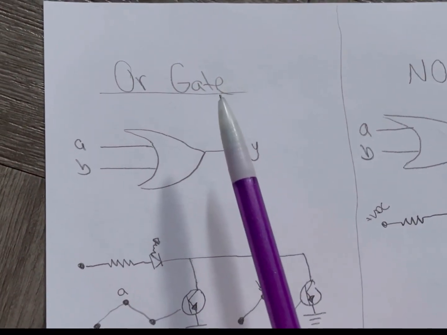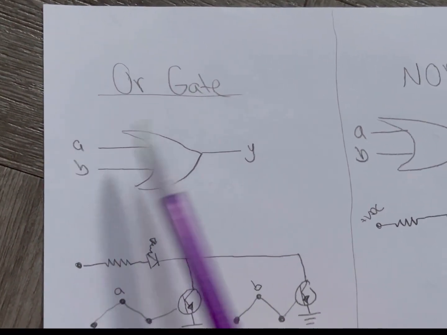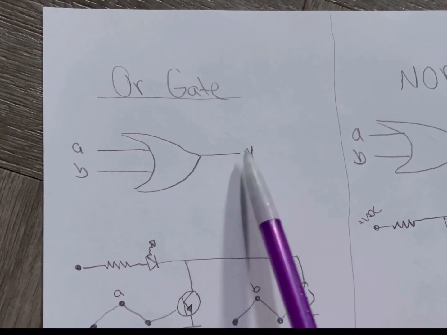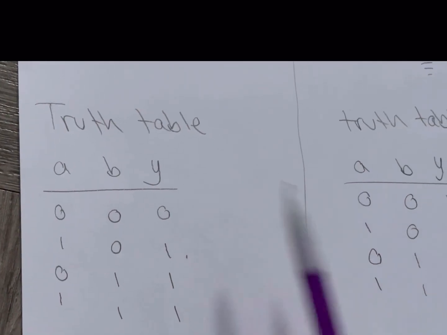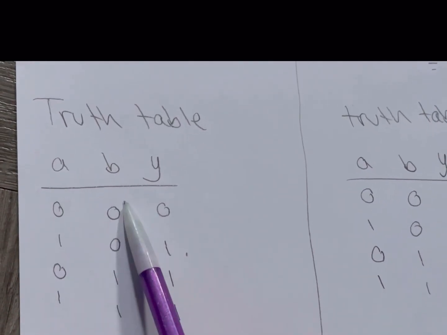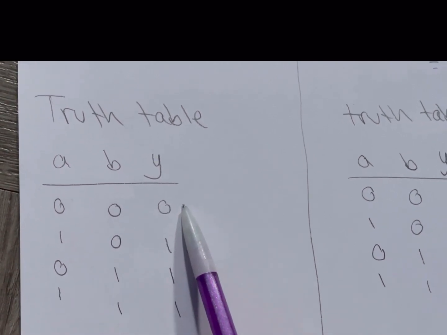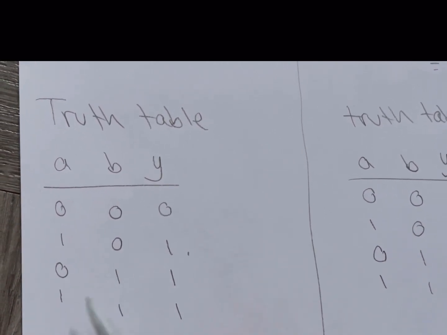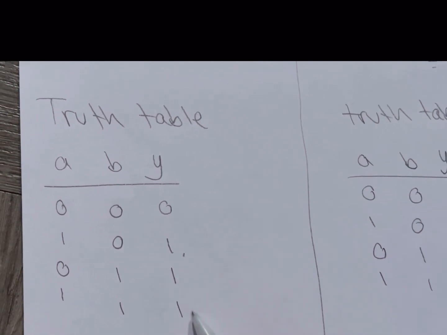Next, we have the OR gate. In an OR gate, as long as one input is turned on, the Y output will be turned on. This is shown in the truth table. Both inputs are turned off, so the output will be turned off. But in these, as long as one input is turned on, the output will all be on.